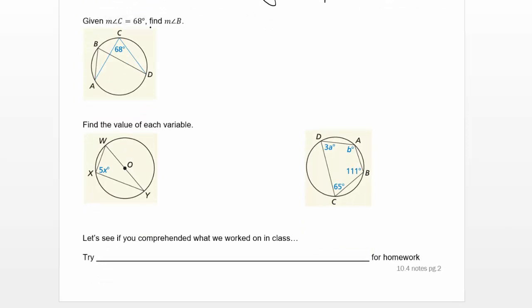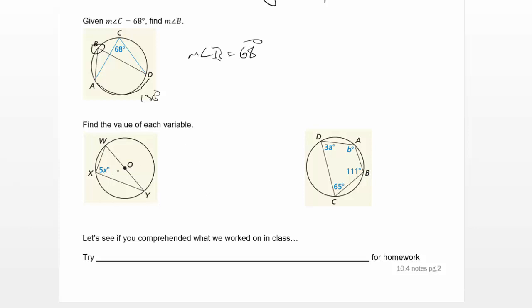In this picture, angle C is 68 degrees. We want to find the measure of angle B. 68 intercepts arc AD, which means arc AD is twice as big as 68 because inscribed angles are half of the arc. That means that this arc AD is 136. Angle B intercepts this 136 degree arc, and it's inscribed, so it's half of 136, which is, well, what do you know, 68 degrees. Again, angle B and angle C intercept the same arc and are both inscribed, so they're both the same size.